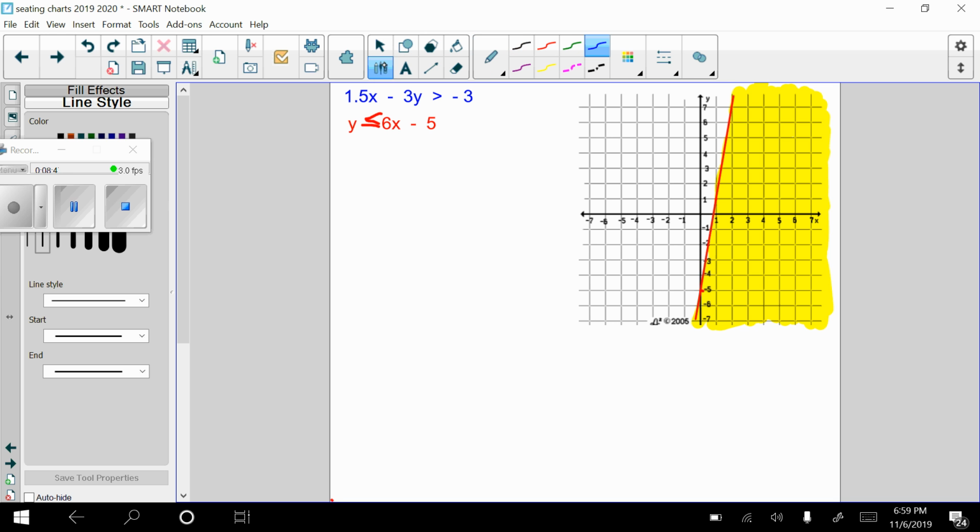So I take this equation, 1.5x minus 3y is greater than negative 3, and I'm going to first make x equal 0.